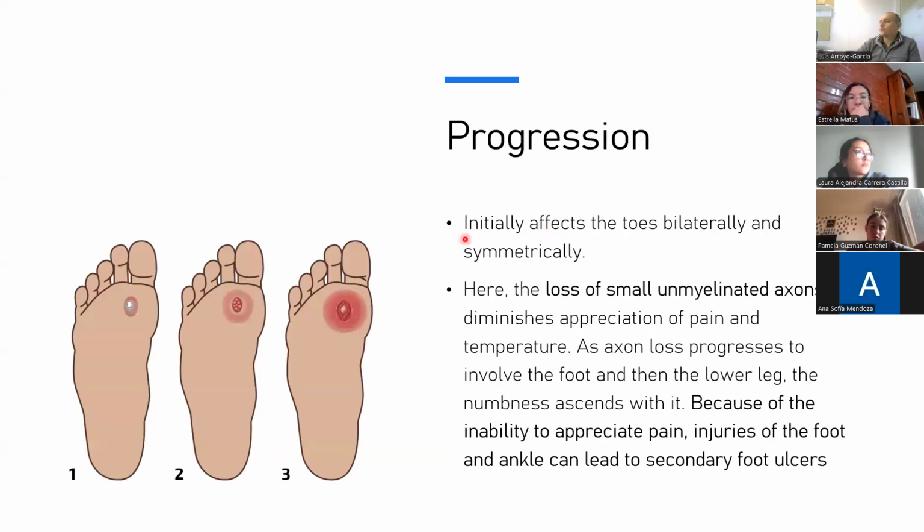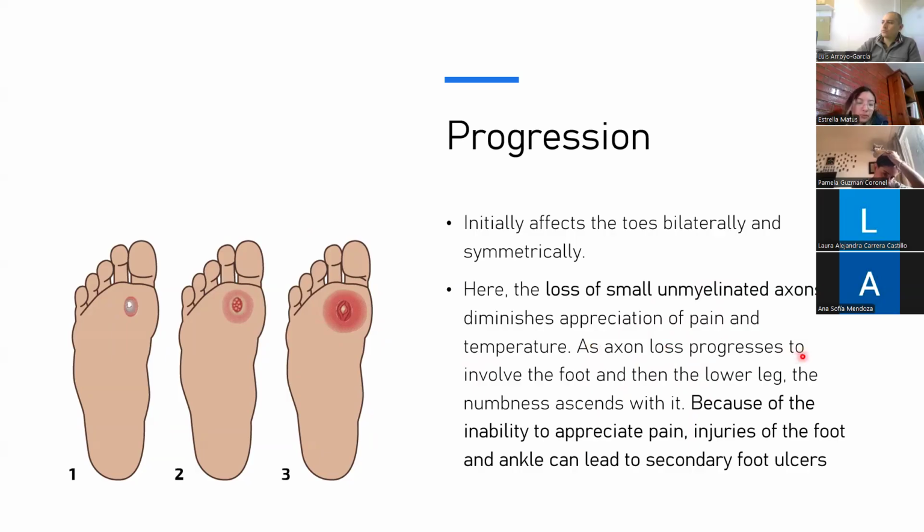So this is the progression of the disease. Basically, it initially affects the toes bilaterally and symmetrically. There is loss of small myelinated axons, which will diminish the sensation and the perception of pain and temperature.